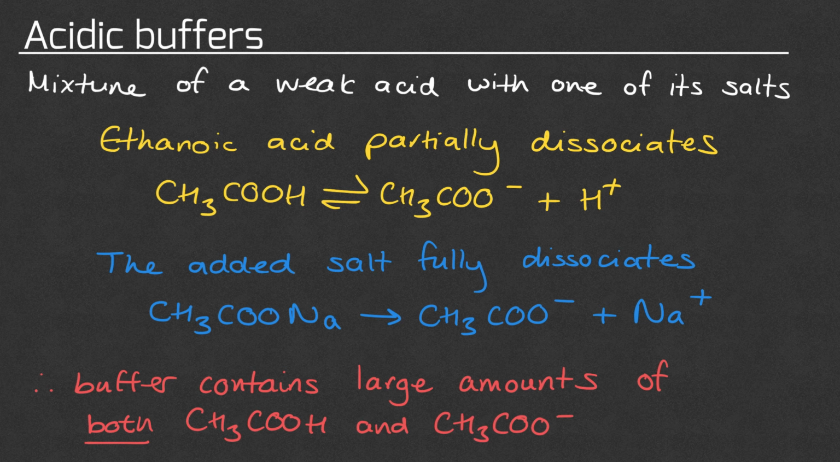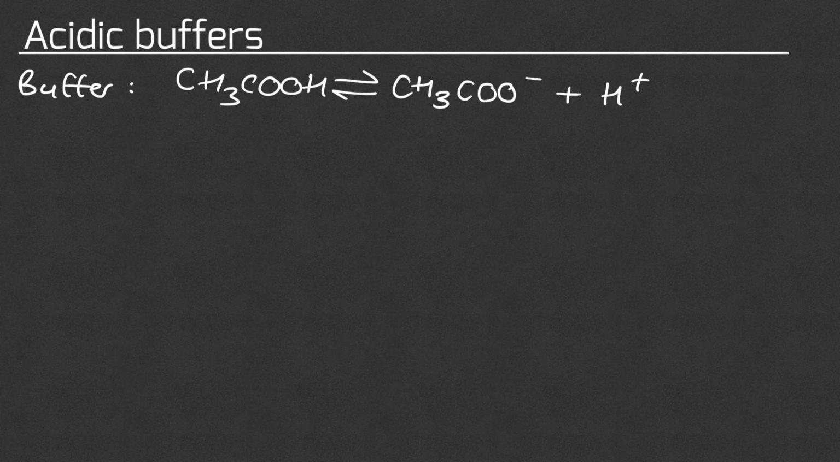This means that the buffer solution contains large amounts of both the ethanoic acid, because the majority of the ethanoic acid comes from the ethanoic acid we've added, and from the negative ion from its salt, and this comes from adding the salt here. So this is our buffer solution. We've got a very large amount of ethanoic acid in the buffer, and we've also got a very large amount of the ethanoate ion in the buffer. We're now going to look at how this buffer resists the pH change when acid is added and when a base is added.